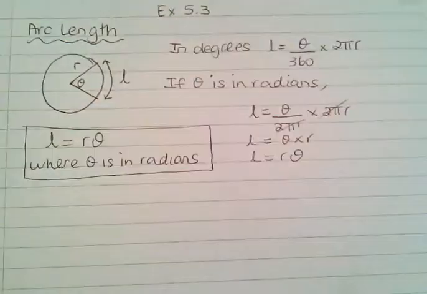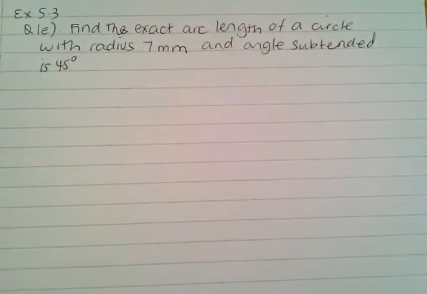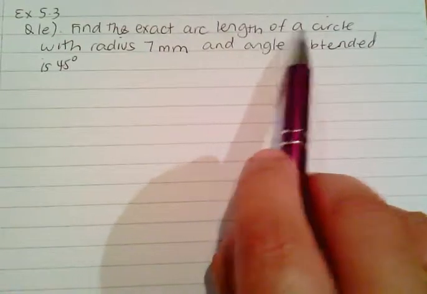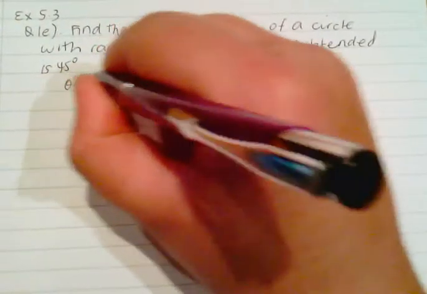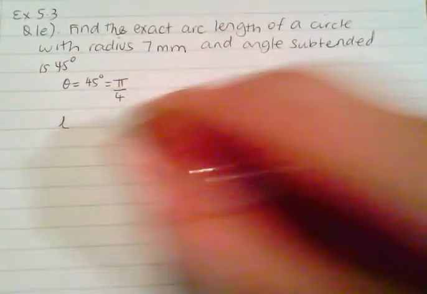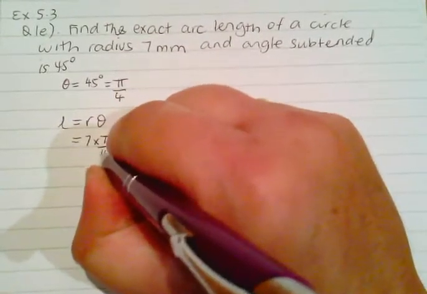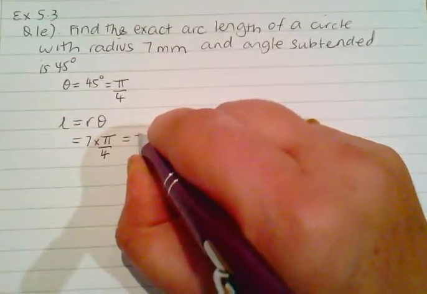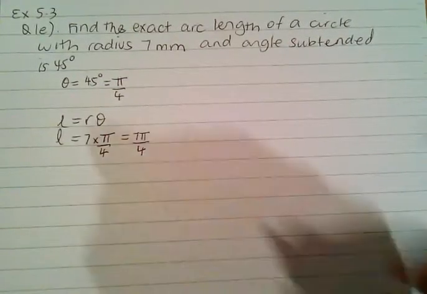Okay, we'll just look at a couple of examples. So, first example, I will just do question 1E from exercise 5.3. Find the exact arc length of a circle with radius 7 millimeters and angle subtended is 45 degrees. Now we know that theta needs to be in radians, so it's 45 degrees, which is pi on 4 radians. Okay, so arc length, L equals r theta, which is 7 times pi on 4, which is 7 pi on 4. That's the arc length.